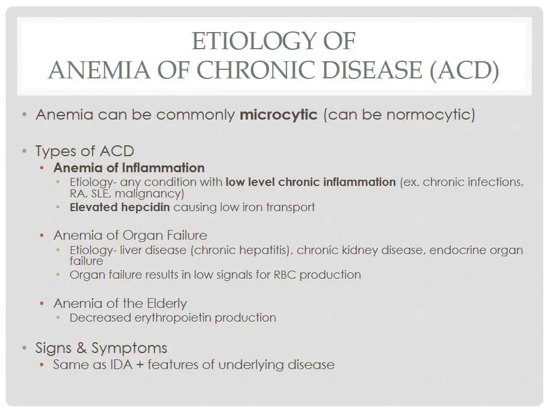In anemia of the elderly, there is not an organ failure, but there is still decreased production of erythropoietin, causing an anemia due to red cell production decreases. The signs and symptoms of anemia of chronic disease are the same as iron deficiency, plus the added features of whichever underlying disease is causing the inflammation.